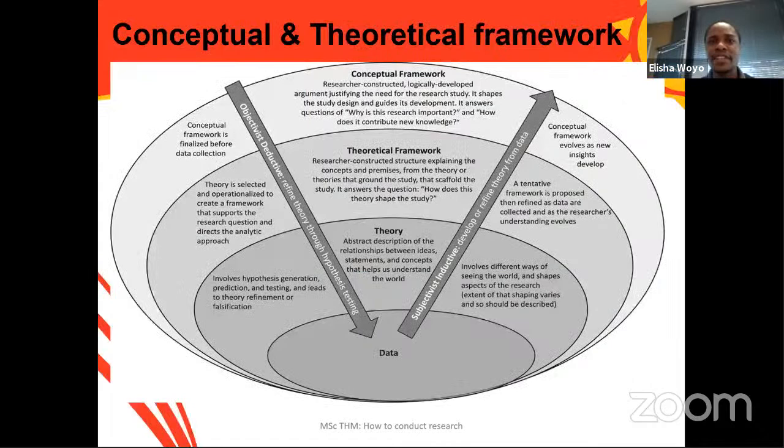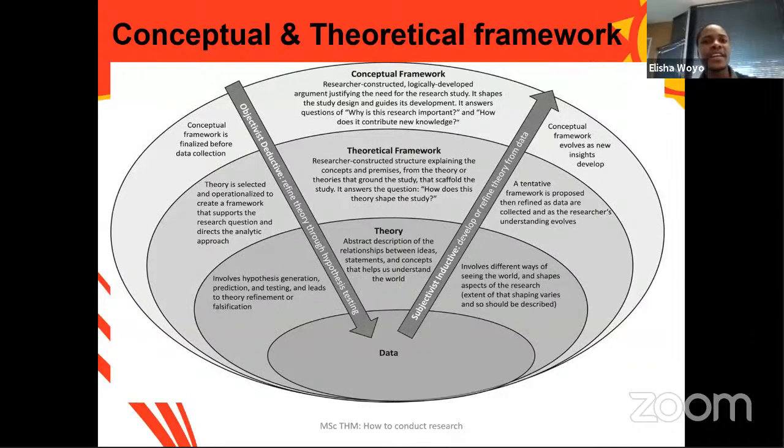So to add more flesh to this, this is how it works. Your conceptual framework is researcher constructed and logically developed. You are arguing for the need of the current study you are doing. It shapes and guides the design of the research you are going to use. Like I said, it answers why this research is important and how you contribute to new knowledge.